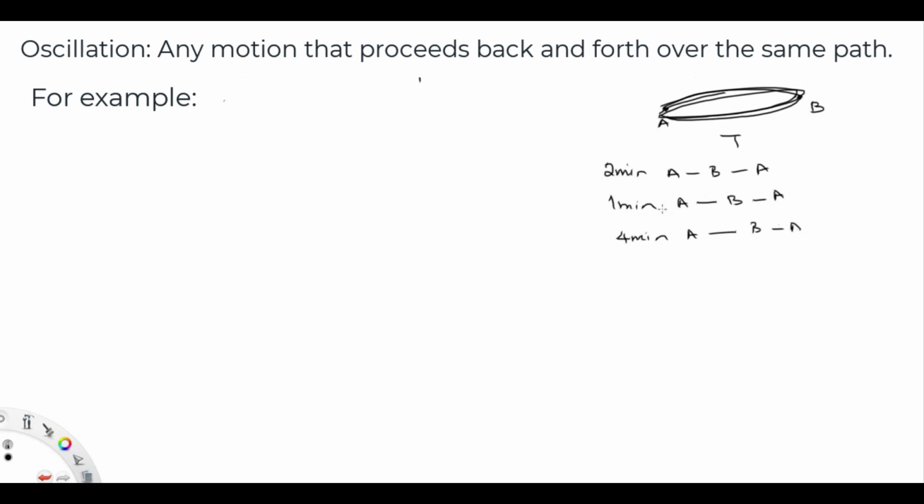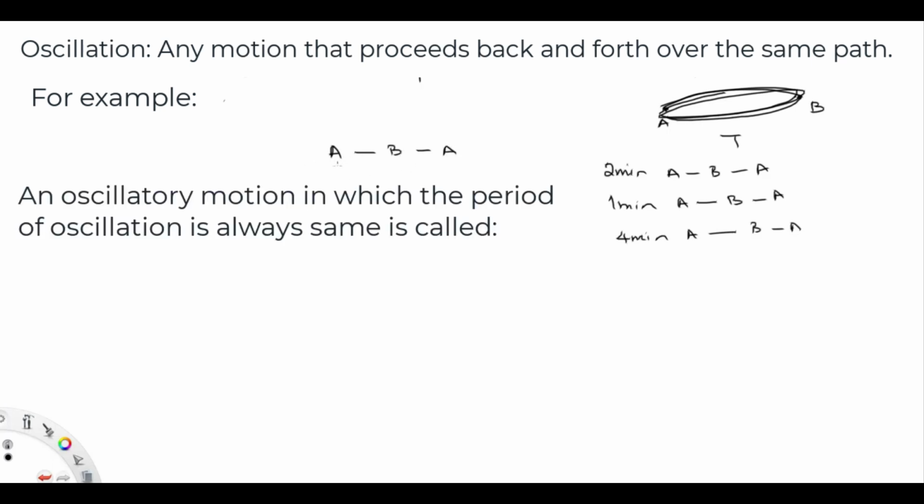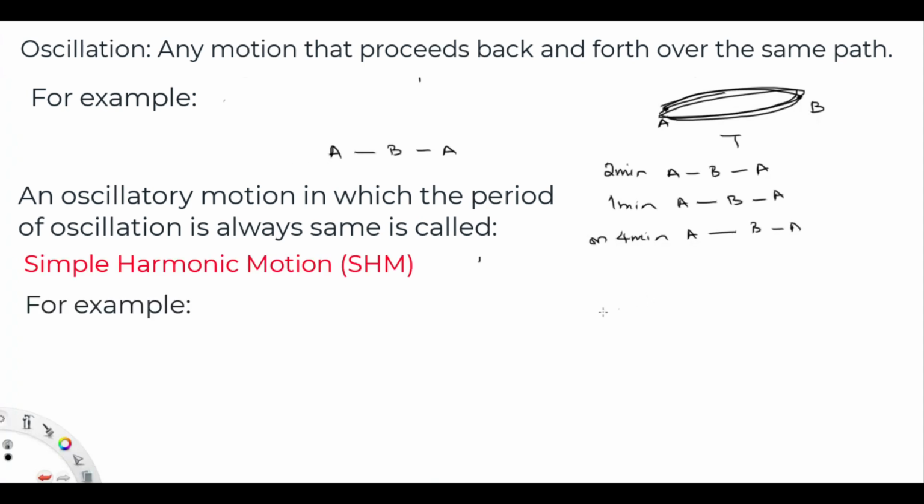But there are some motions in which the oscillation is periodic, so you take exactly the same time to go from A to B and then back to A. If that's the case, then this kind of periodic motion, in which the time period is always the same, is called simple harmonic motion. Let's see an example of this kind of oscillatory motion.